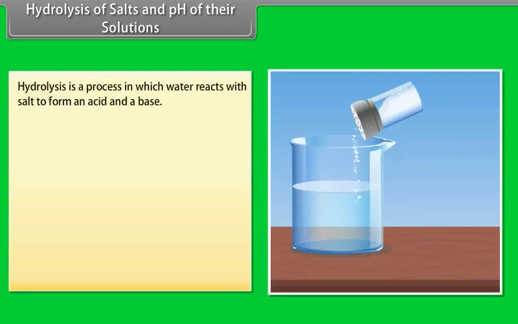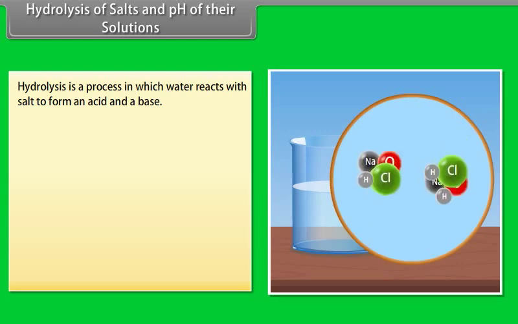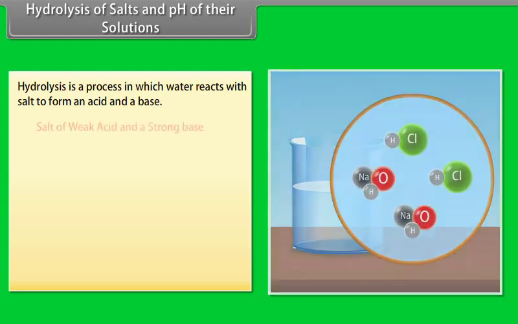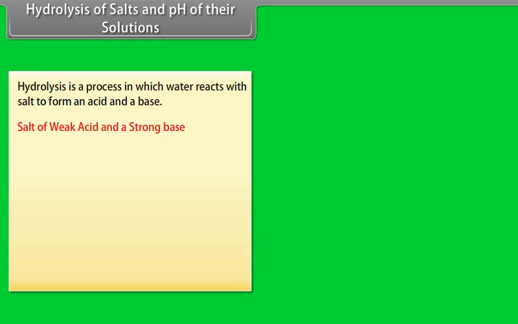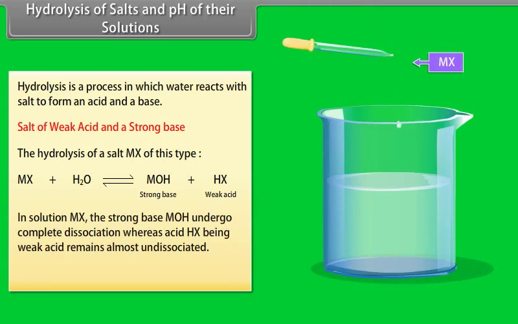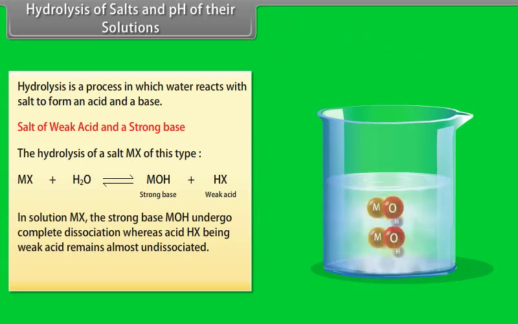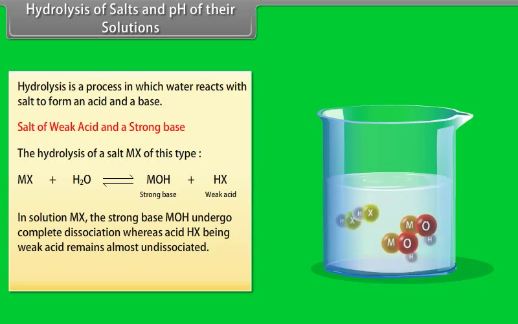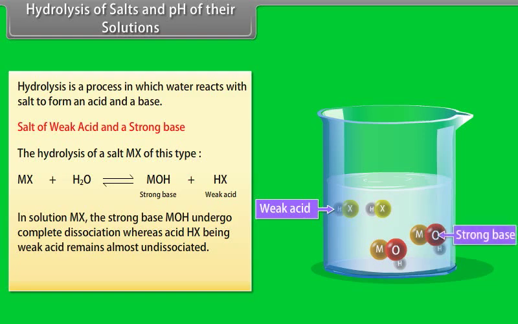Hydrolysis of salts and pH of their solutions. Hydrolysis is a process in which water reacts with a salt to form an acid and a base. Salt of a weak acid and a strong base. The hydrolysis of a salt MX of this type. In solution MX, the strong base MOH undergoes complete dissociation, whereas acid HX, being a weak acid, remains almost undissociated. The pH of a solution of this type is more than 7.